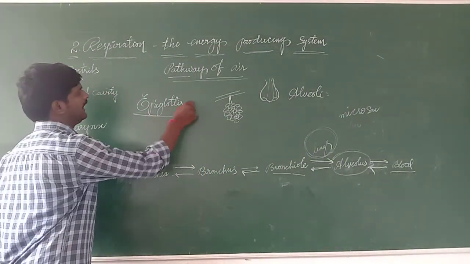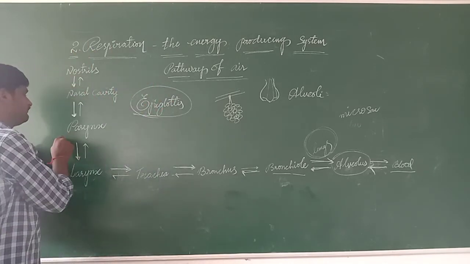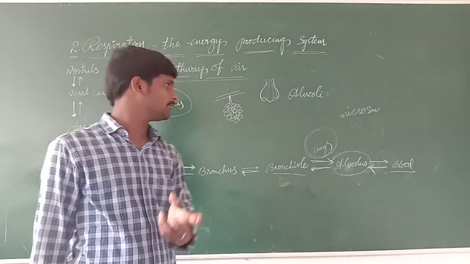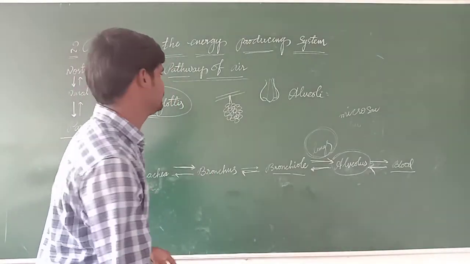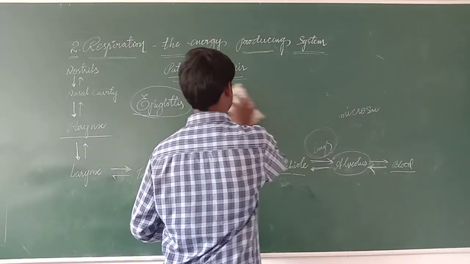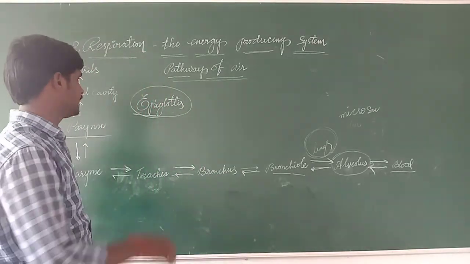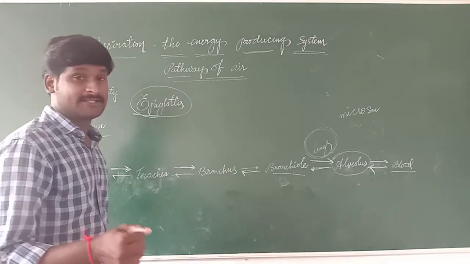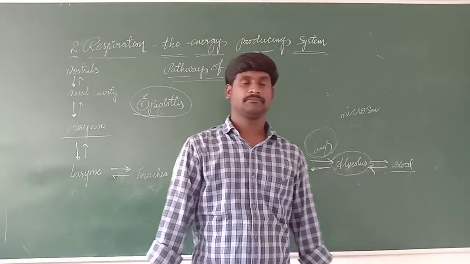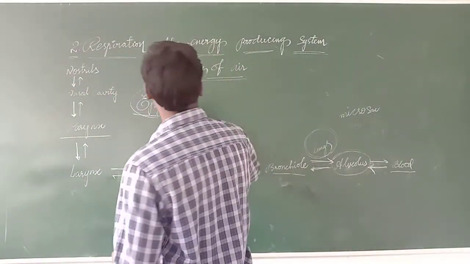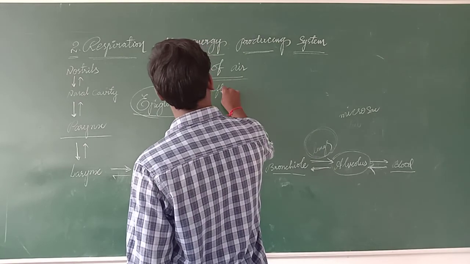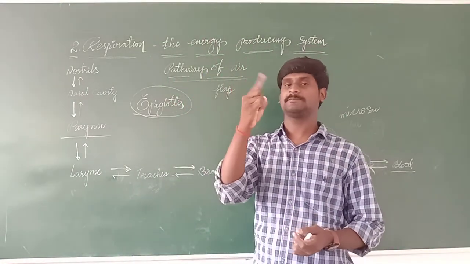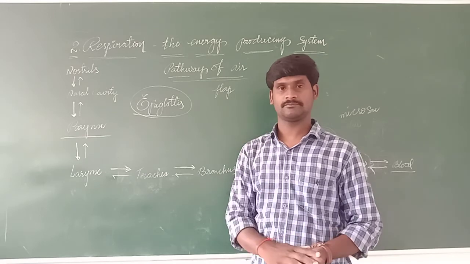Next, I told you about the epiglottis, which is at the pharynx. The pharynx has one part called the epiglottis. The epiglottis is present in the pharynx. It is a flat structure, which opens and closes.